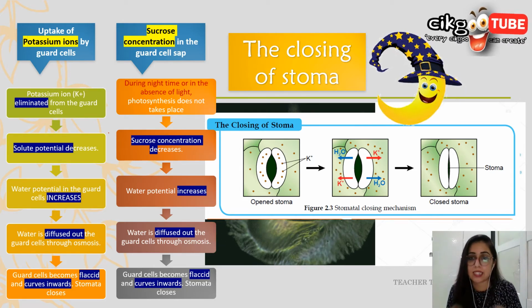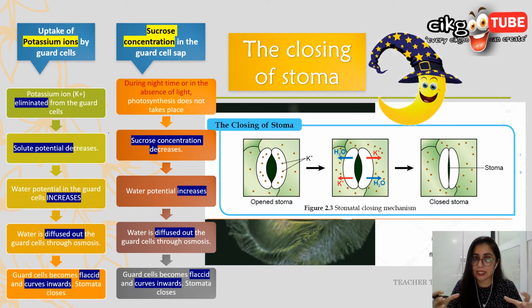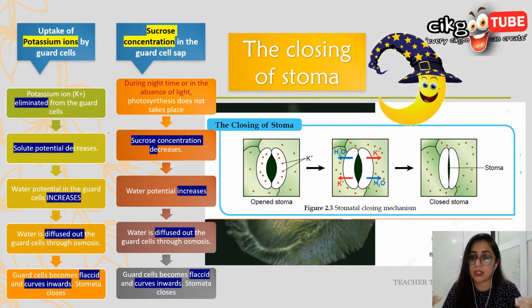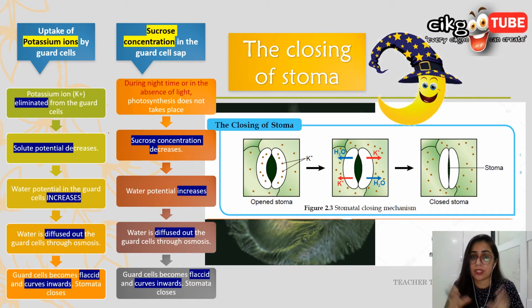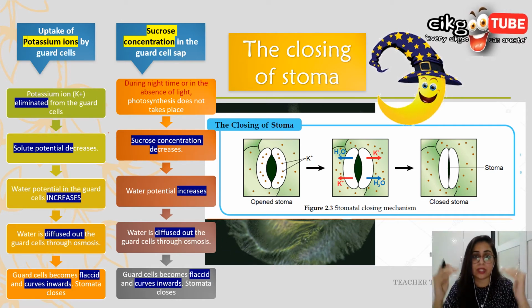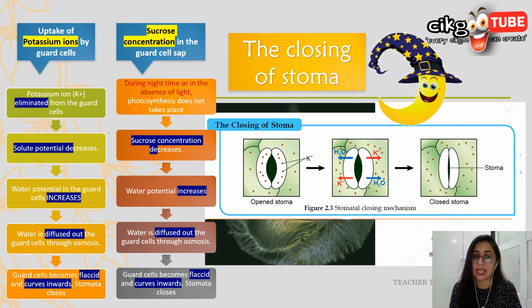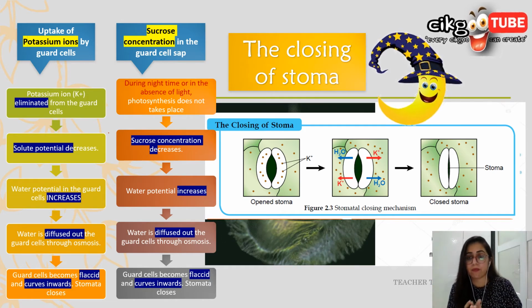So basically, same concept. Too much sucrose, too much potassium in the guard cells, water potential decreases, so water diffuses in, cell becomes turgid and stoma opens. But when there is no photosynthesis, sucrose concentration and potassium ion concentration decrease. When that decreases, water potential will increase, so water moves out by osmosis, cells become flaccid. When they become flaccid, they will curve inwards. When they curve inwards, stoma closes.